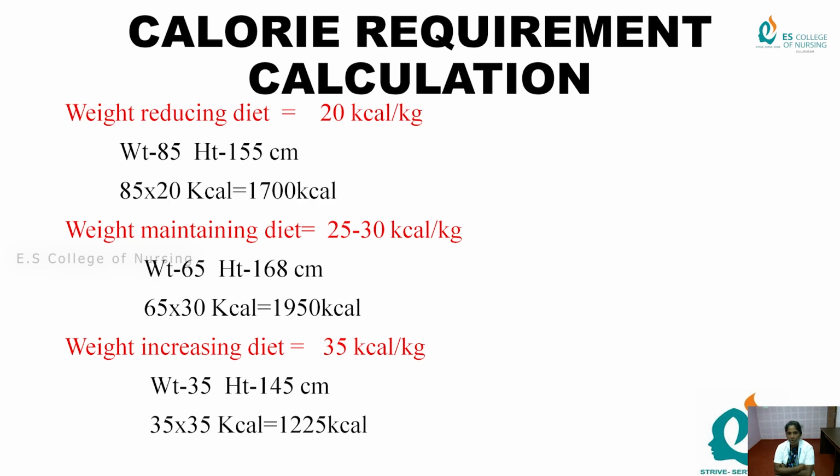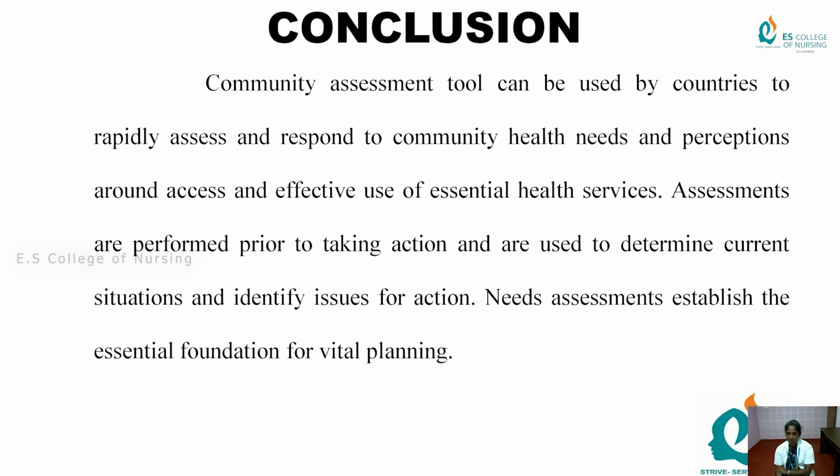Okay, so for increasing the diet, all of a sudden we should not increase. According to the weight only we need to reduce or increase. We should not completely take high kilocalorie or low kilocalorie. So at minimum, they should take at least 1500 kilocalorie. Below that they should not take, right? This is the calorie requirement calculation.